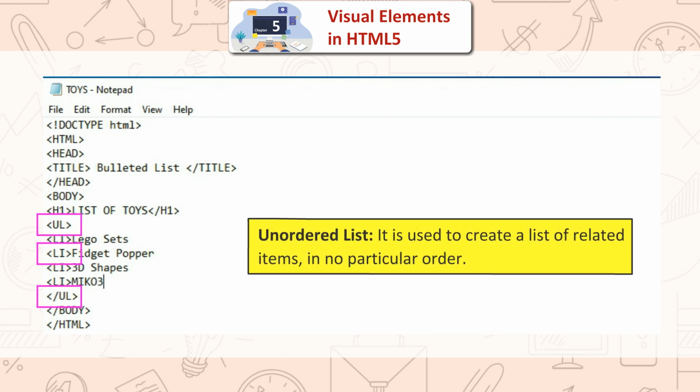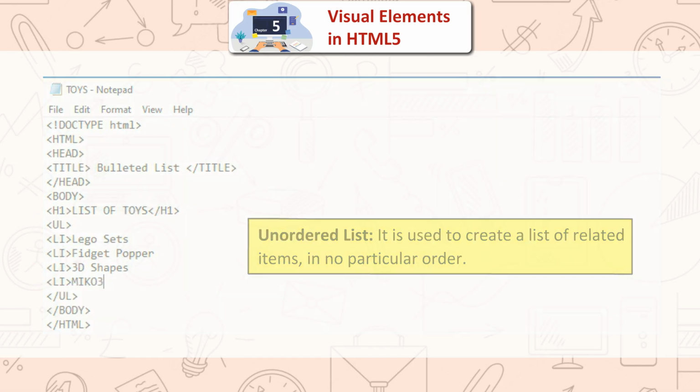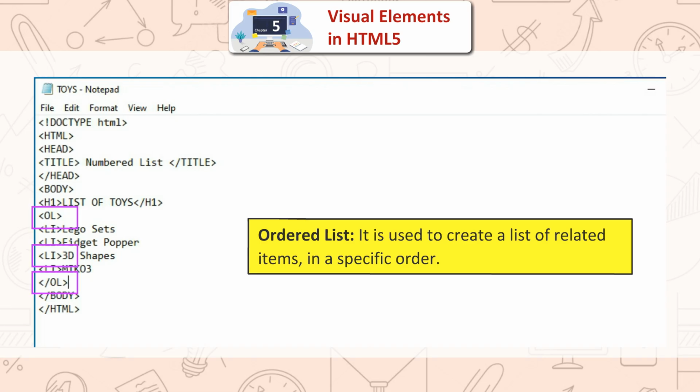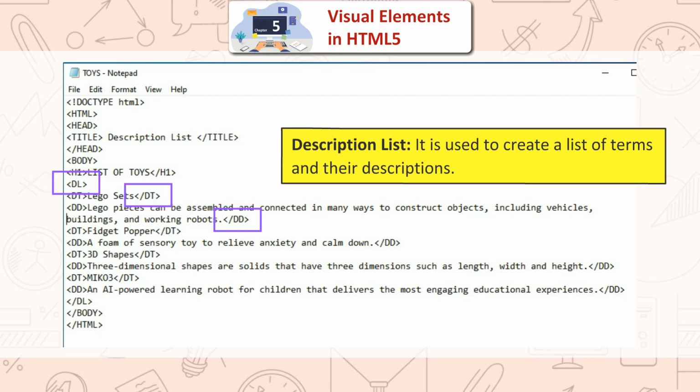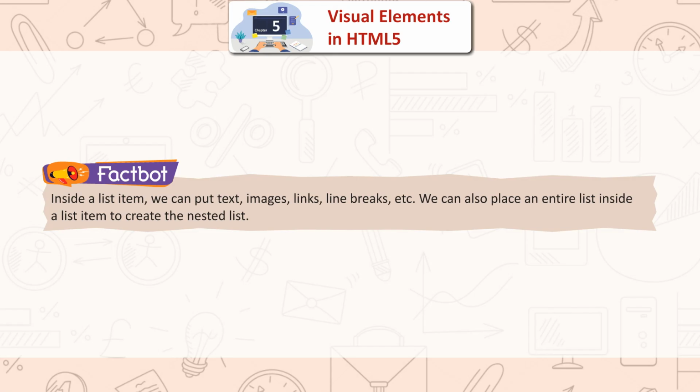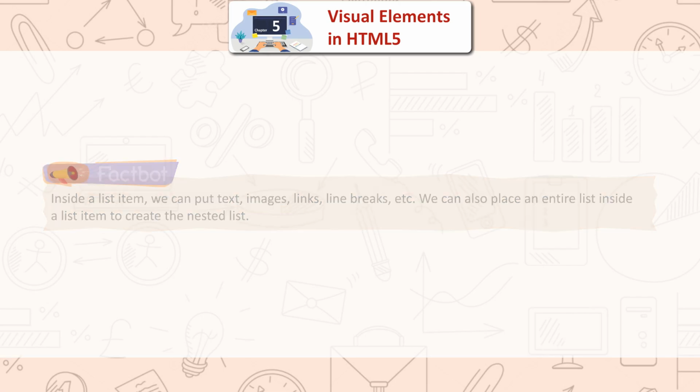Unordered list. It is used to create a list of related items in no particular order. Ordered list. It is used to create a list of related items in a specific order. Description list. It is used to create a list of terms and their descriptions. Factbot. Inside a list item, we can put text, images, links, line breaks, etc. We can also place an entire list inside a list item to create the nested list.